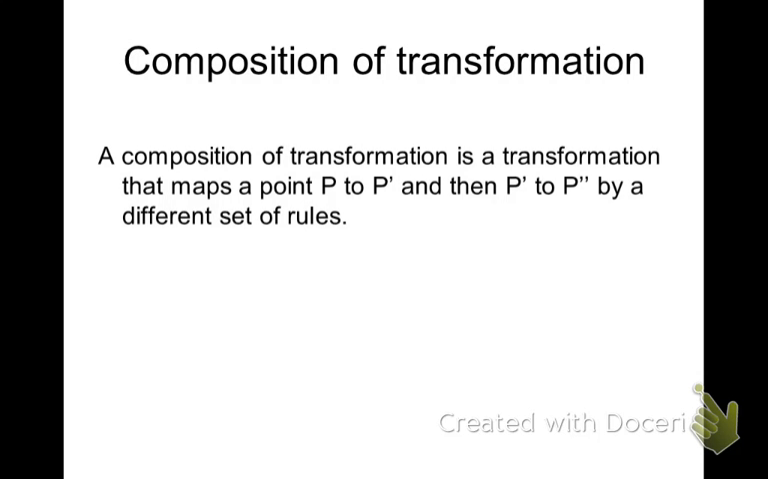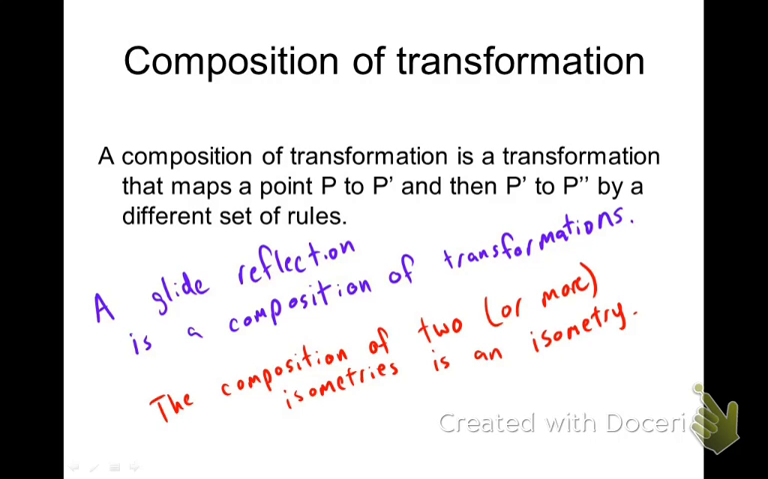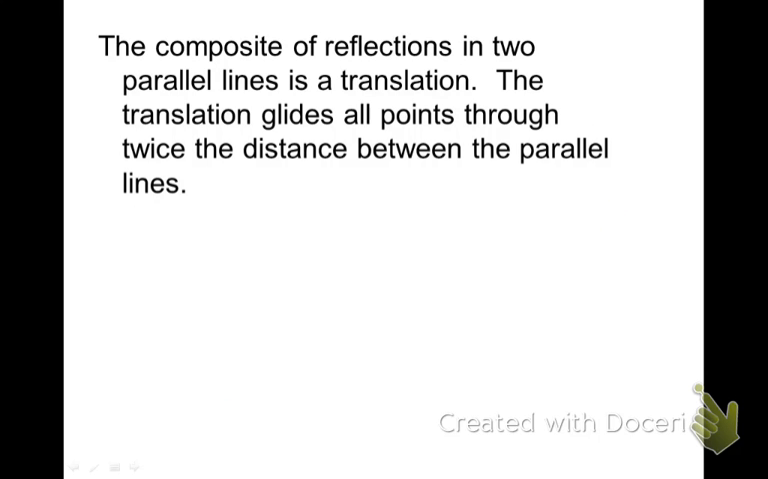All right, so a composition transformation is going to have a couple of movements. A glide reflection is a composition of transformations. If we do two or more isometries, we're going to end up with an isometry. So anytime we start with an isometry and we do a transformation that is an isometry, we're going to end up with an isometry.